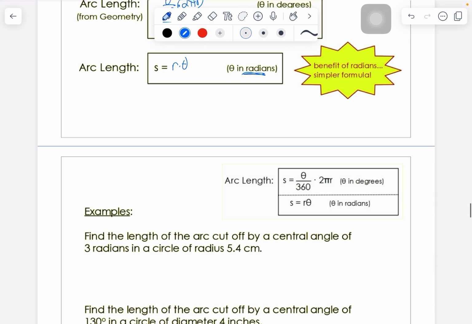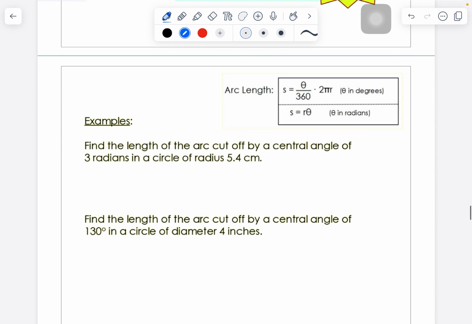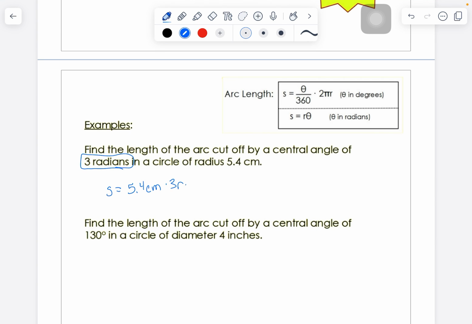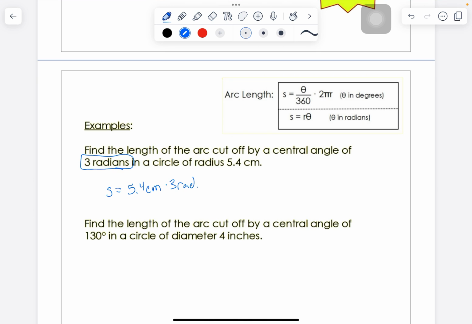But the important part about that is that your theta is put in as a radian measure, or something in terms of pi. So if we find the length of the arc cut off by a central angle of 3 radians in a circle with a radius of 5.4, because I know that it's in radians, I can take S is equal to the radius, 5.4 centimeters, times the 3 radians, and my arc length is going to be 5.4 times 3, which is about 16.2 centimeters.